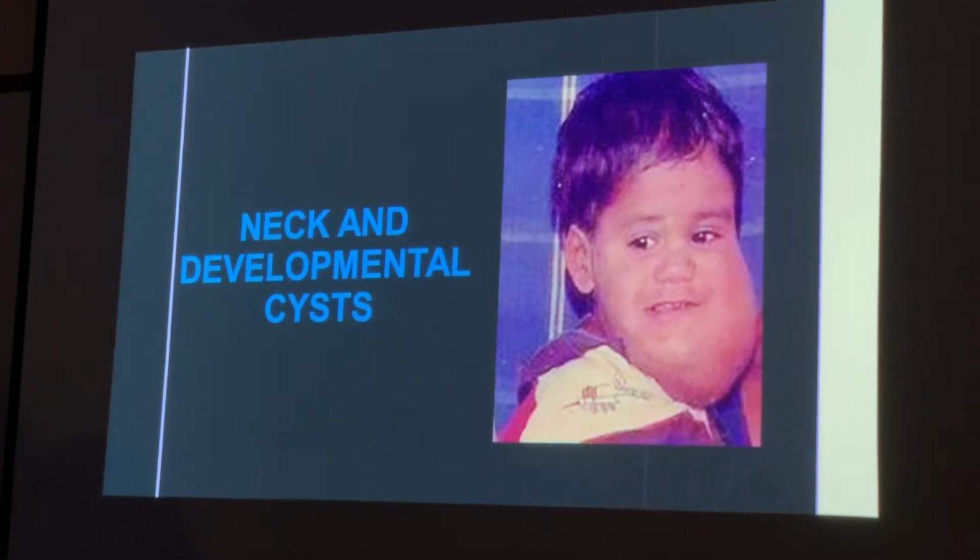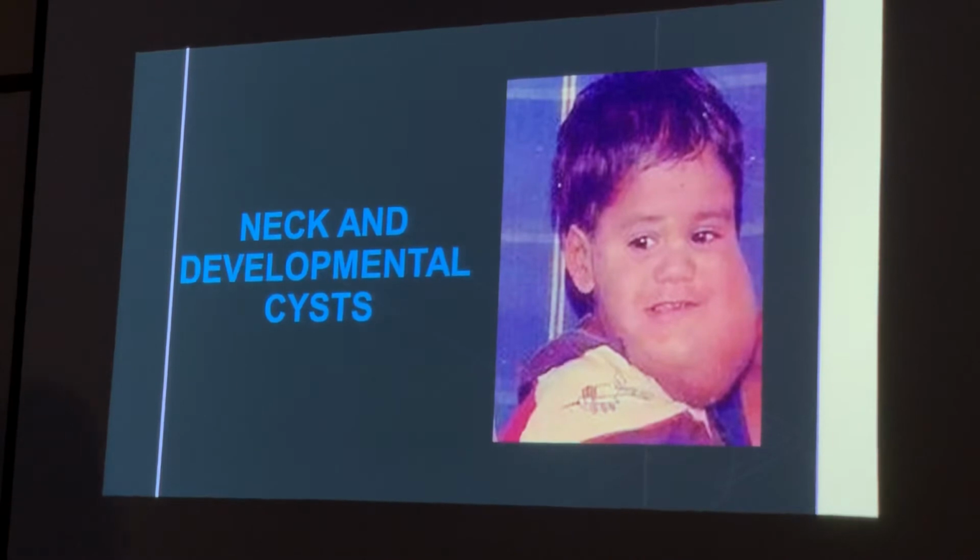Last thing right here, guys. Neck and developmental cysts. Remember I said we're going to come back to this? You already know about the 2 I wanted you to know about in development, as far as the thyroglossal duct cyst and branchial cleft cyst, and we're going to talk about a cystic hygroma. That's what this is right here, guys. This is a cystic hygroma on this infant right here.